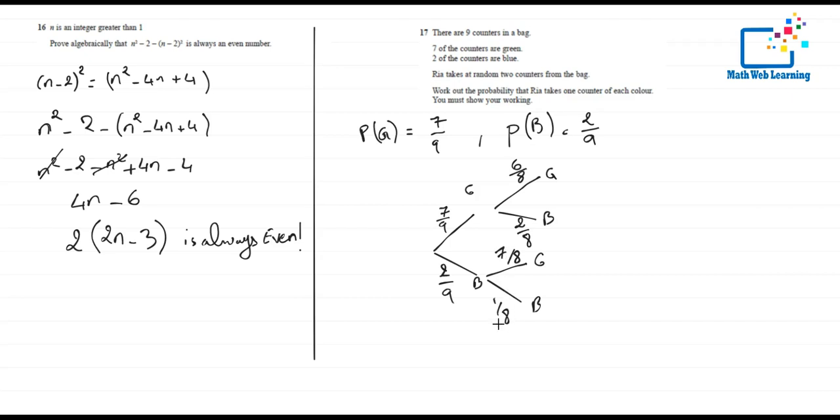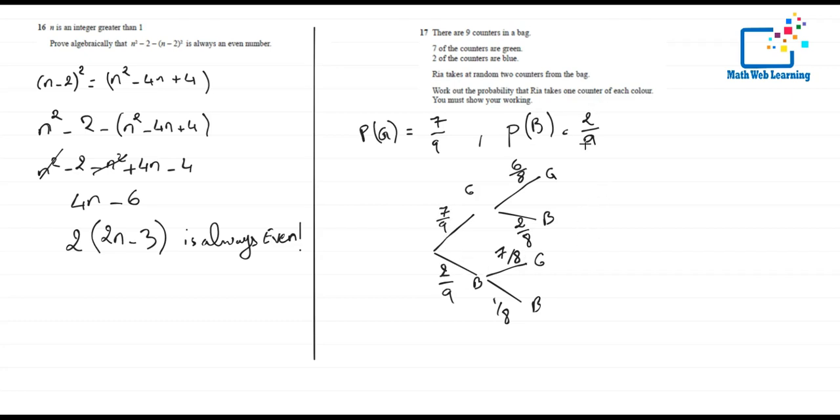You can check this by adding these two here. It should give you a 1. These two branches, add them together, the total should be 1, because the total probabilities always add up to 1. Always probabilities add up to 1.